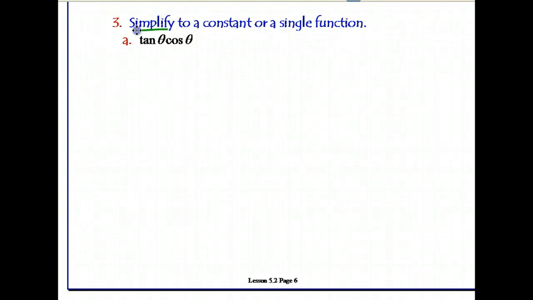Simplify. And how will you know when you're done? When you get either a constant or get it down to a single trig function. And this time they're a little more liberal with it. It doesn't have to be sine or cosine. But if you get it down to a single trig function, you are done. So let's try something like this.